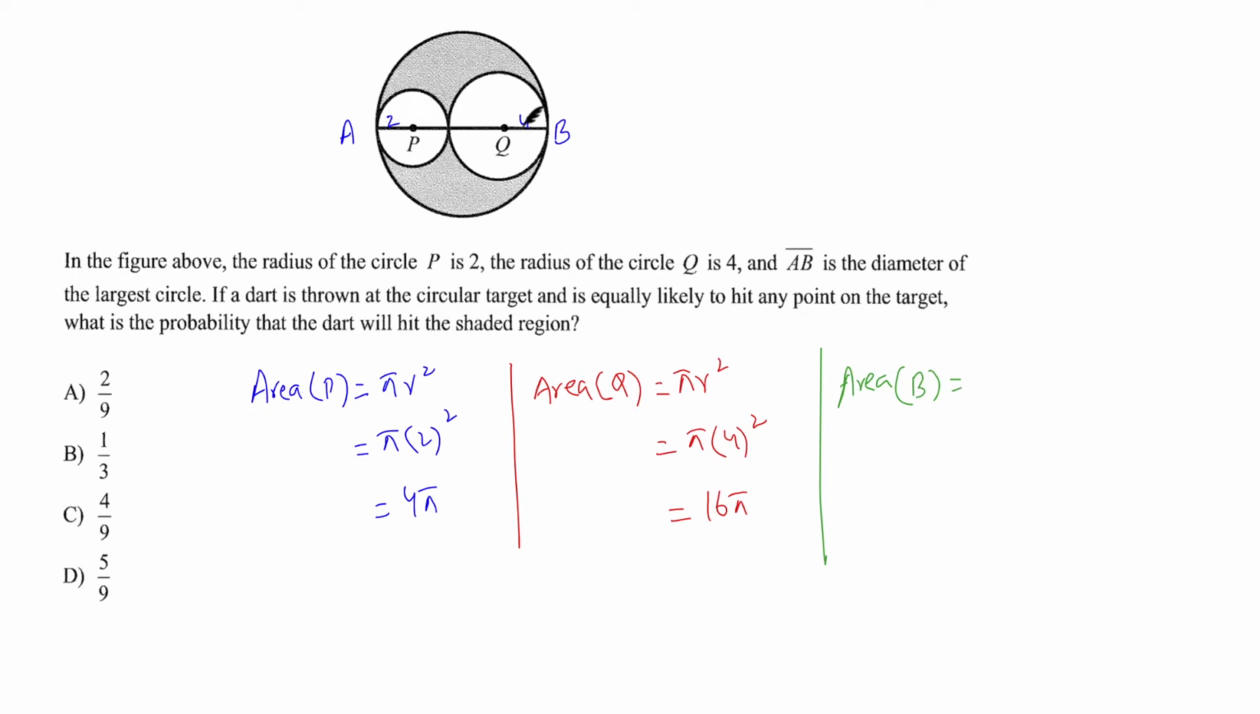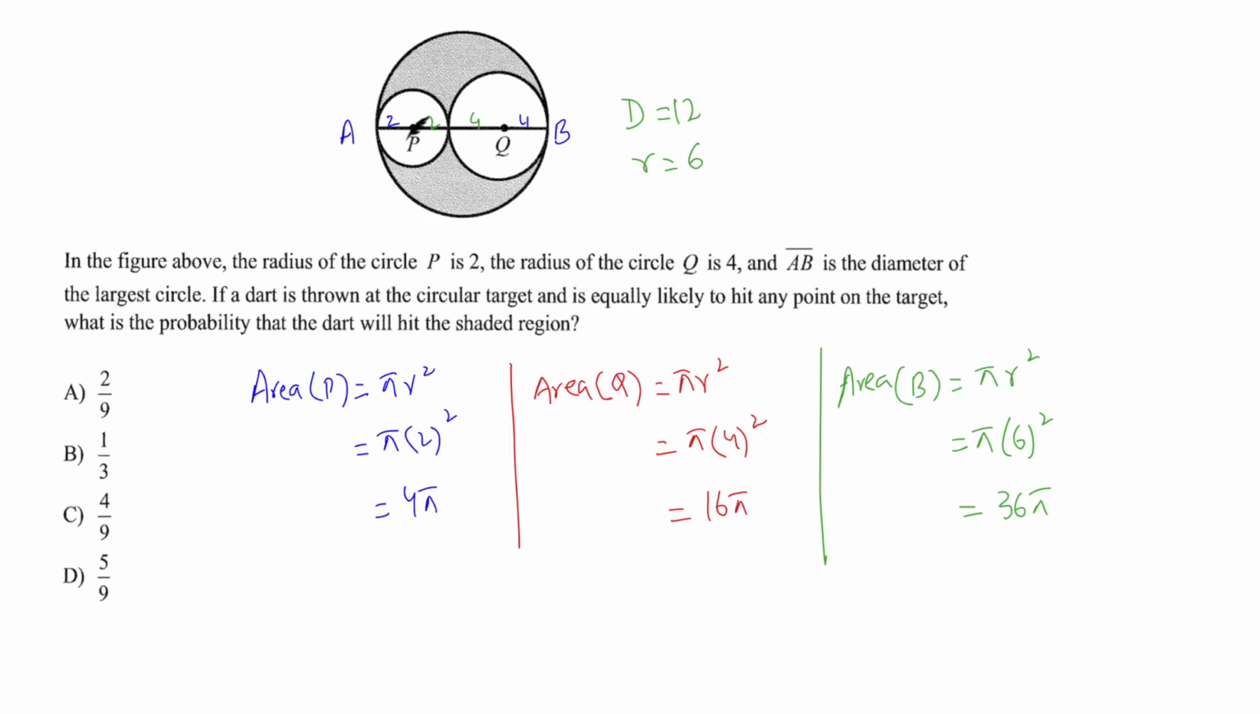So what's the radius of this bigger circle? If this is 4, this is also 4, this is 2, this is also 2. So the total diameter is 4 plus 4, 8, 8 plus 4 is 12. You divide this by 2, you get the radius, so the radius is basically 6. So we have pi r squared, pi into 6 squared, which is 36 pi. 36 pi is the area of the bigger circle.